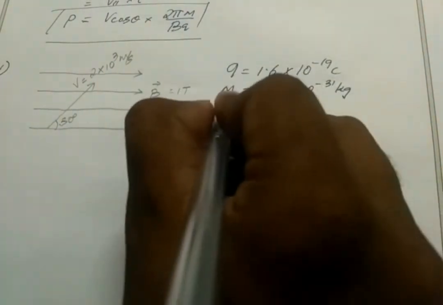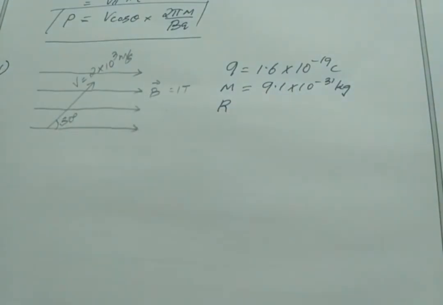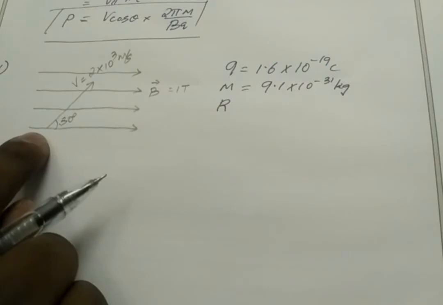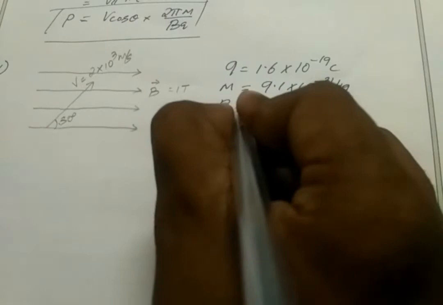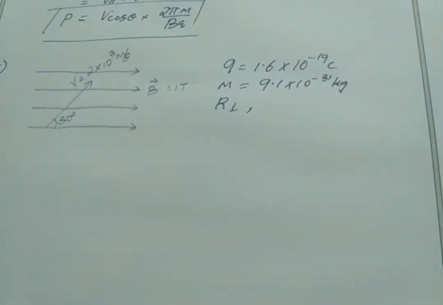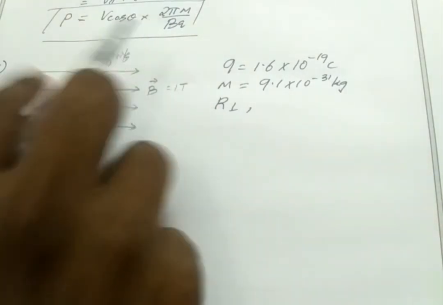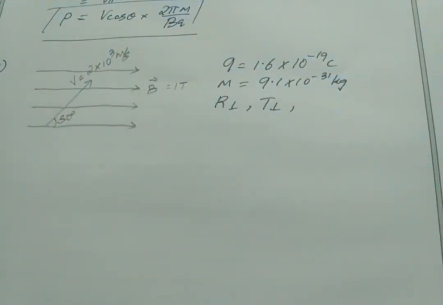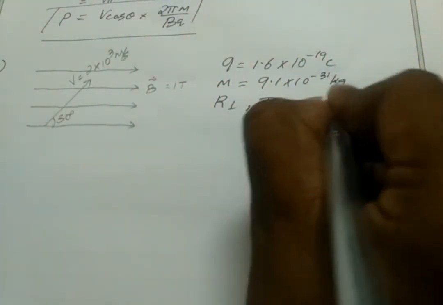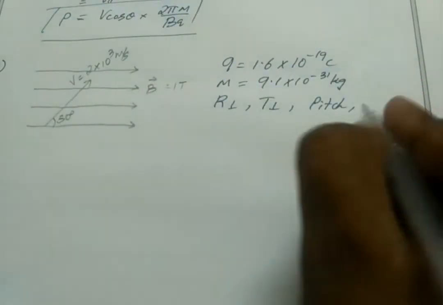So we have to find the radius. When do we get the radius? When the charged particle moves perpendicularly. Here we have two components, horizontal component and perpendicular component. We always consider the perpendicular one, then only we get the radius. And for time period, we get it for one complete revolution, again for the perpendicular rotation. Then pitch means the parallel distance covered in one time period.